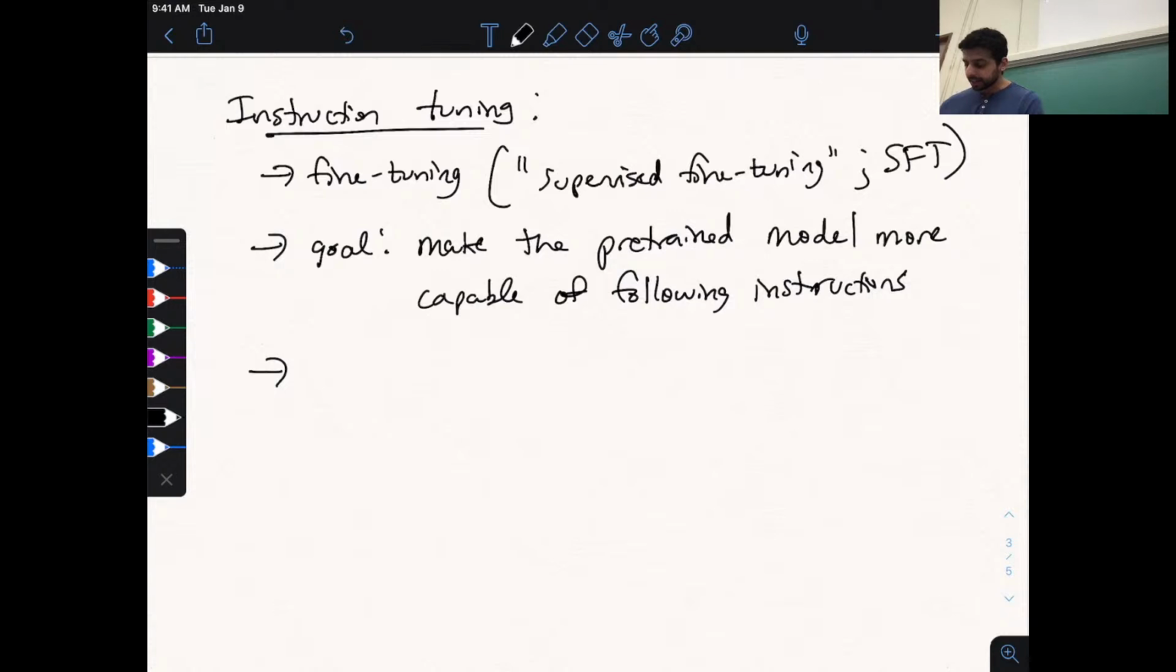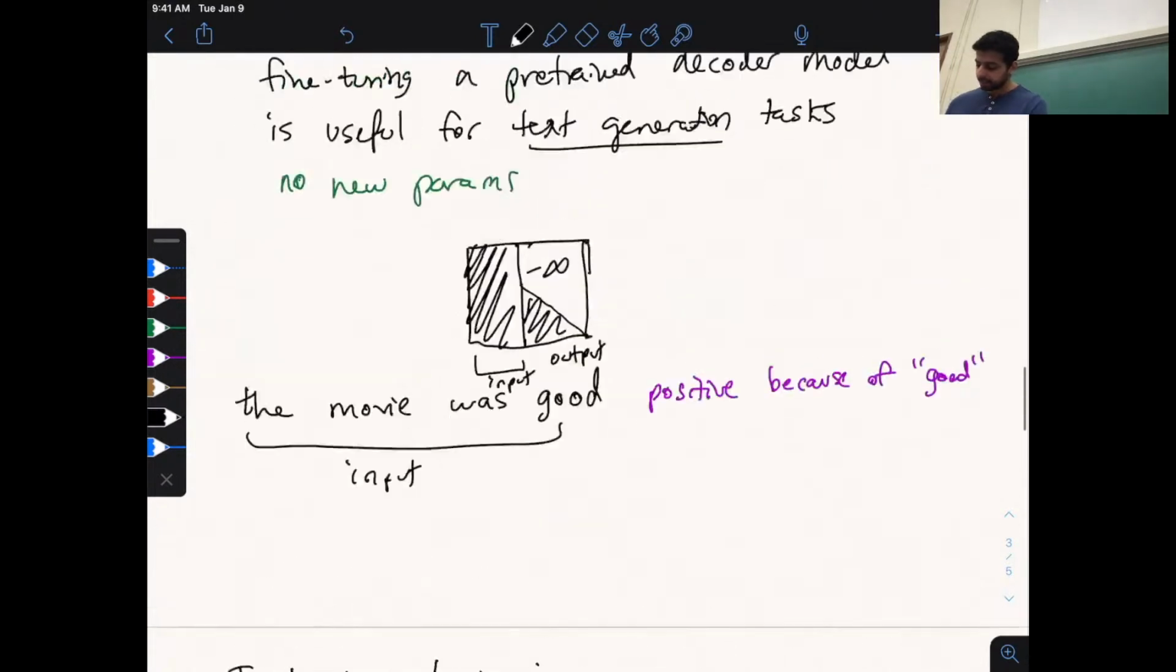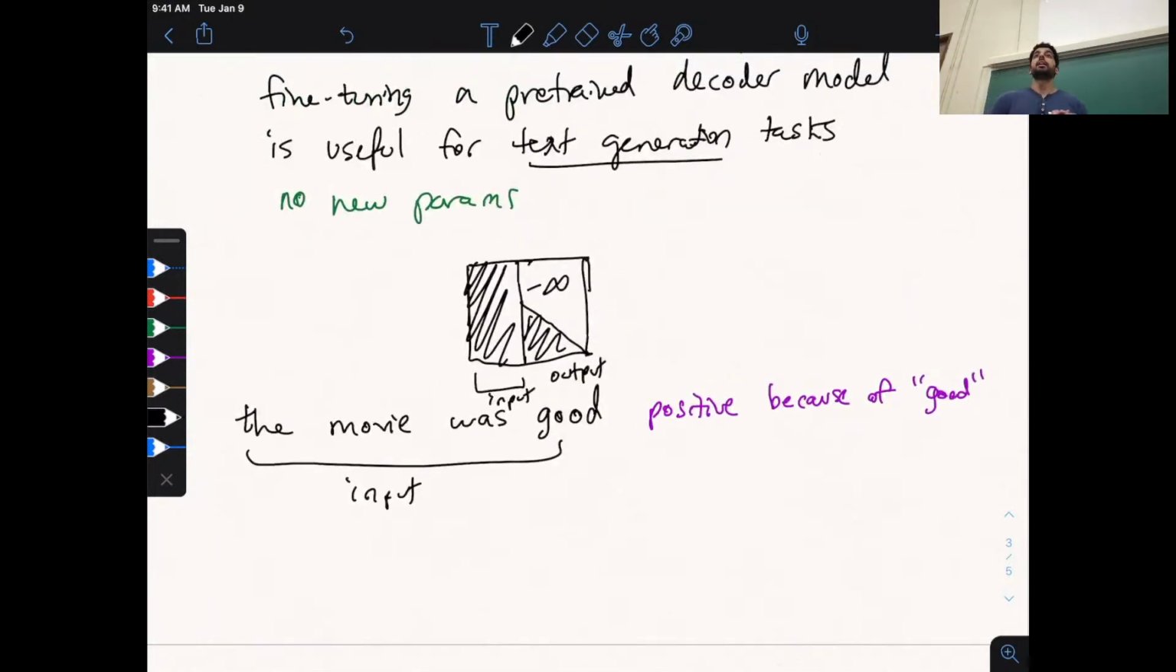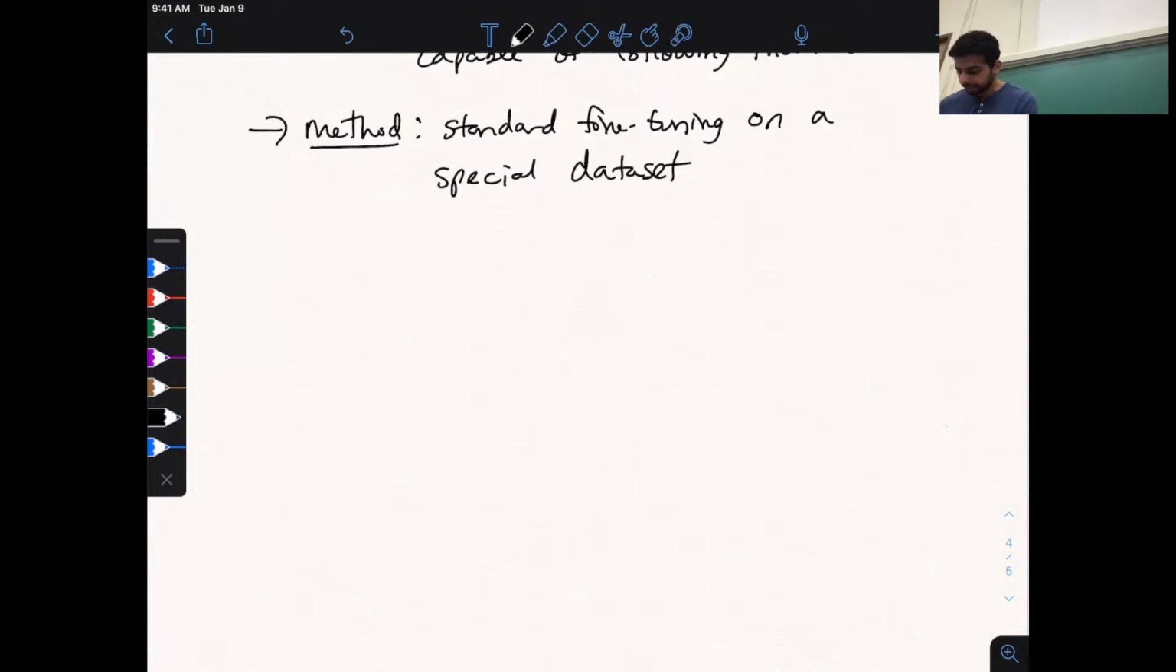So just at another high level, the method is just standard fine-tuning on a special data set. So we're not going to introduce any new method other than this up here, but the data set that we're collecting for instruction tuning is very different than what it would look like for sentiment analysis or any specific task.